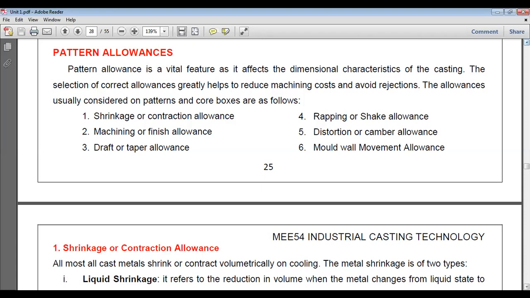Distortion and camber allowance: material often gets distorted while casting. So this allowance is given so that distortion is removed. Mold wall movement allowance: this allowance is given because many times the wall of the mold is moved and there are chances that we may not get the accurate part that we are working for. So these are detailed one by one.